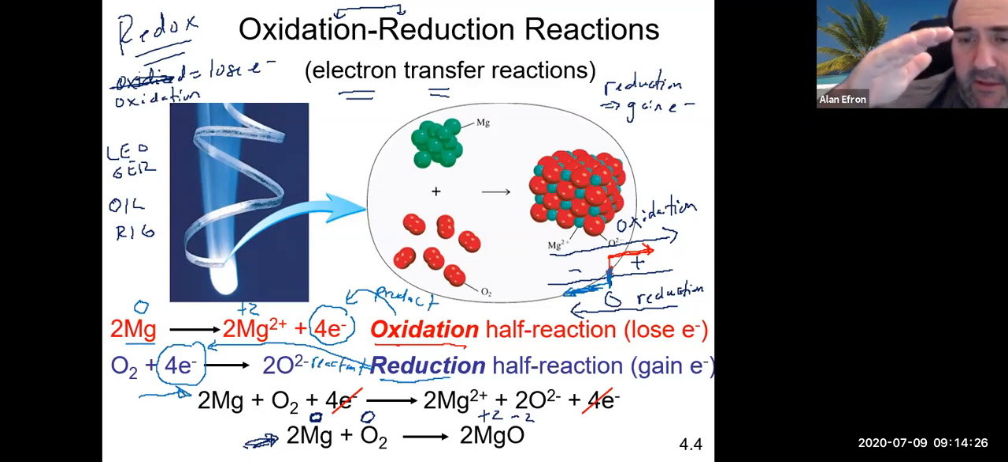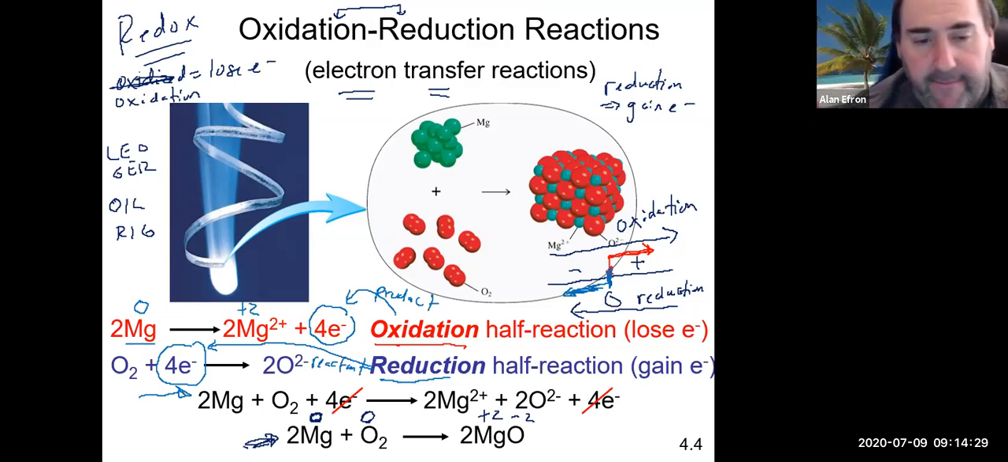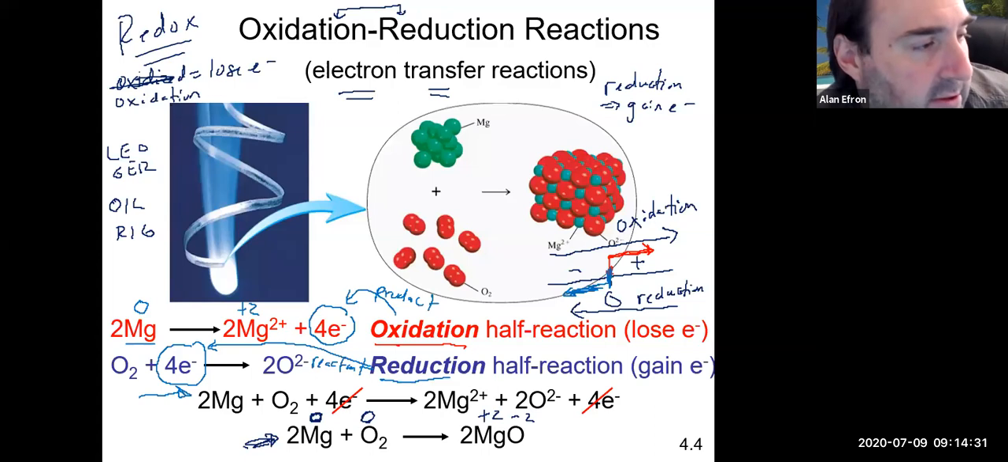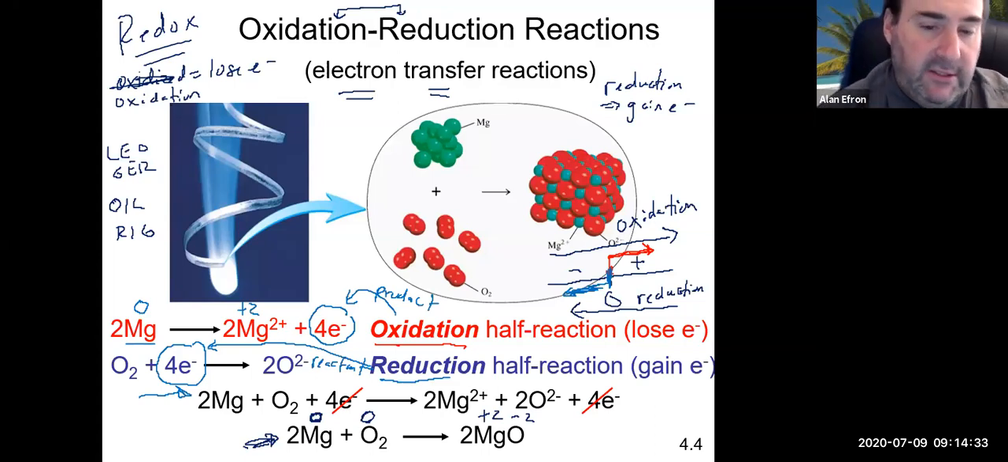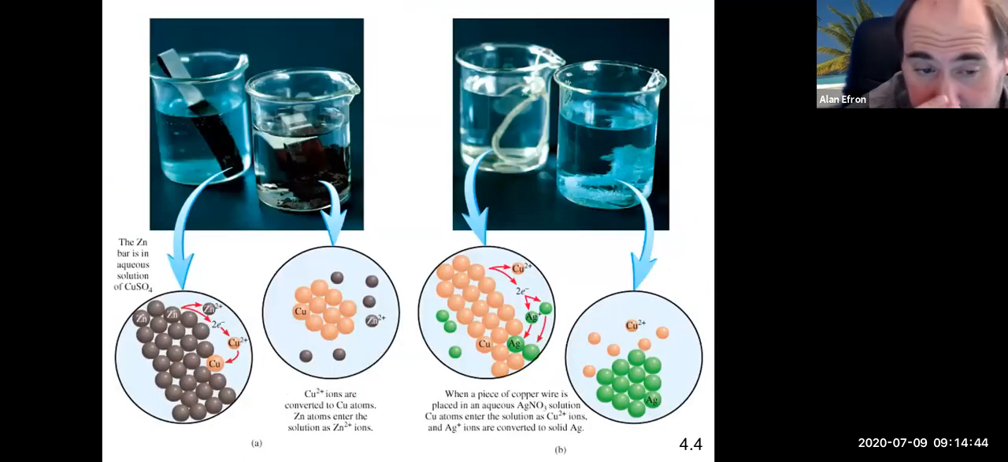So whatever electrons are lost in the oxidation step should be the exact same electrons that are gained in the reduction step along the way. And what you're left with when you add those together is the overall reaction on the bottom. Any questions on that? Redox reactions a lot of times involve electrochemistry.